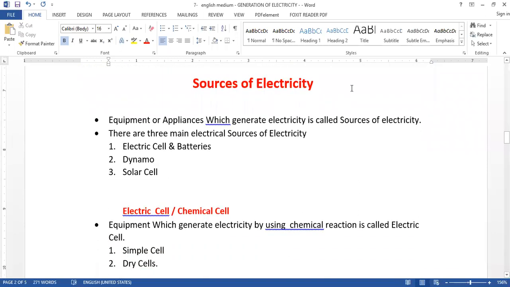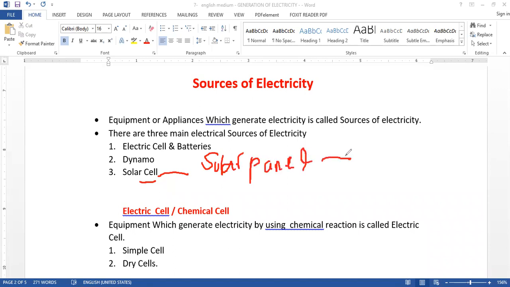Look now. There are 3 types of main electrical sources. Number 1, electric cell or battery. Second one is a dynamo. Third one is a solar cell. Solar panel contains solar cells, right? A collection of solar cells is called what? Solar panel.